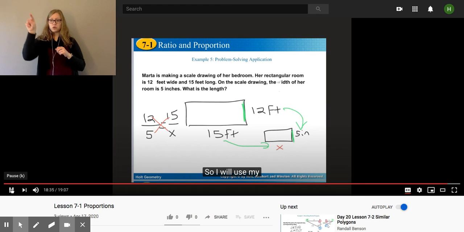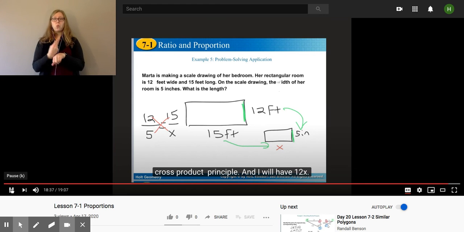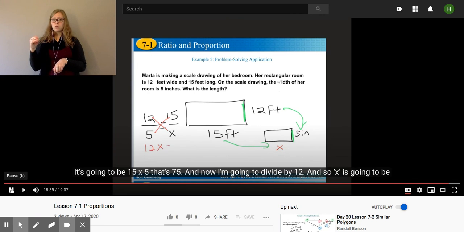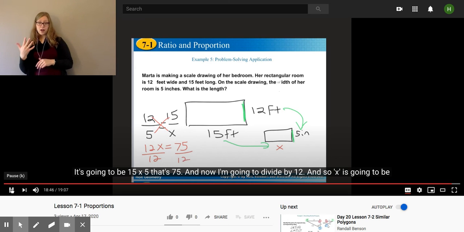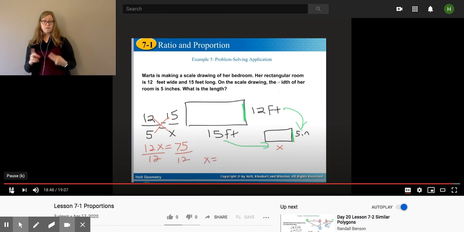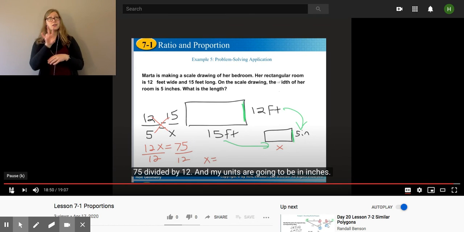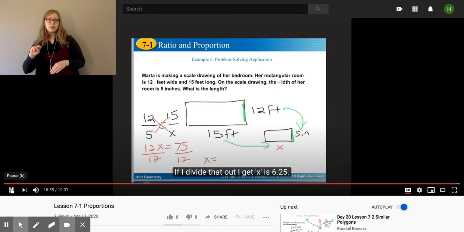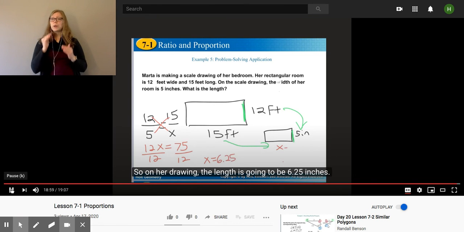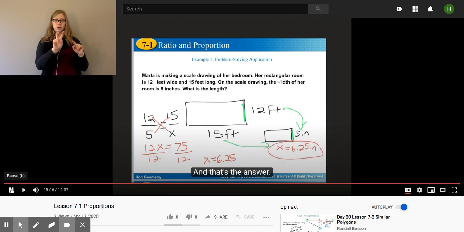So I will use my cross product principle, and I will have 12x is going to be 15 times 5, that's 75. And now I'm going to divide by 12. And so x is going to be 75 divided by 12. And my units are going to be in inches. So if I divide that out, I get x is 6.25. So on her drawing, the length is going to be 6.25 inches. And that's the answer.